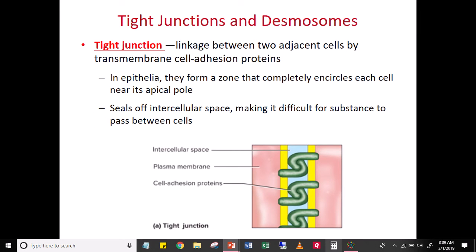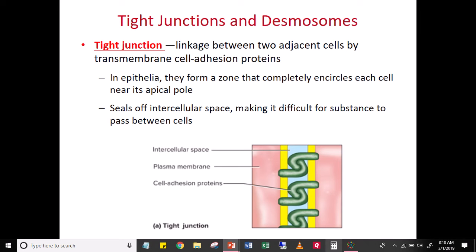Probably the most commonly talked about cell junction is the tight junction. As its name implies, it is really tight. These tight junctions are small zippers. You can think of them as a waterproof zipper between our cells. These waterproof zippers are going to seal off the intercellular space. It makes it exceedingly difficult for liquids and substances to go in between the cells. When we use tight junctions, generally speaking, we want a waterproof membrane.